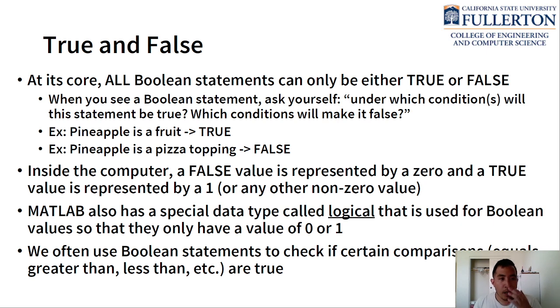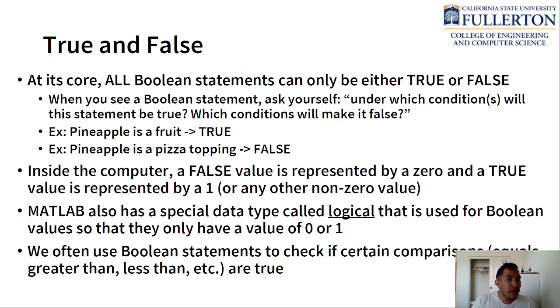Okay, so at its core, all Boolean statements can either be true or false. That's it, and it can't have any other value. There's no maybe. It's just true or false. Whenever you see a Boolean statement, you have to ask yourself, under which conditions will this statement be true, and under which conditions will this statement be false. I have a couple examples for you here. You say pineapple is a fruit. That's true, right? Pineapple is defined as a fruit. But you have another statement, pineapple is a pizza topping. That's obviously false because it sucks as a pizza topping. It's not a good one.